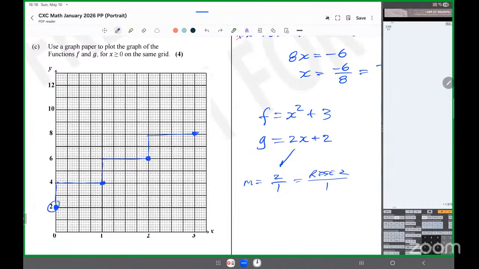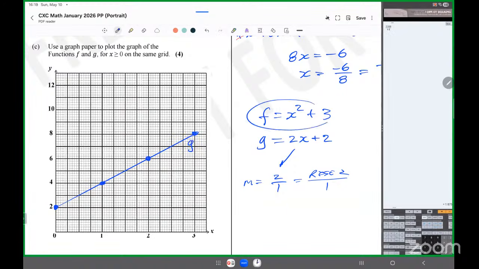If you want to plot points and calculate coordinates, fine. But I like to just use the graph. When you have the y-axis intercept and the gradient, you put on the y-axis intercept, then use the gradient to rise and run to find other points. Easier. You don't need to calculate. So a straight line through those points is good. So I'm just going to go like this. That's my g line.